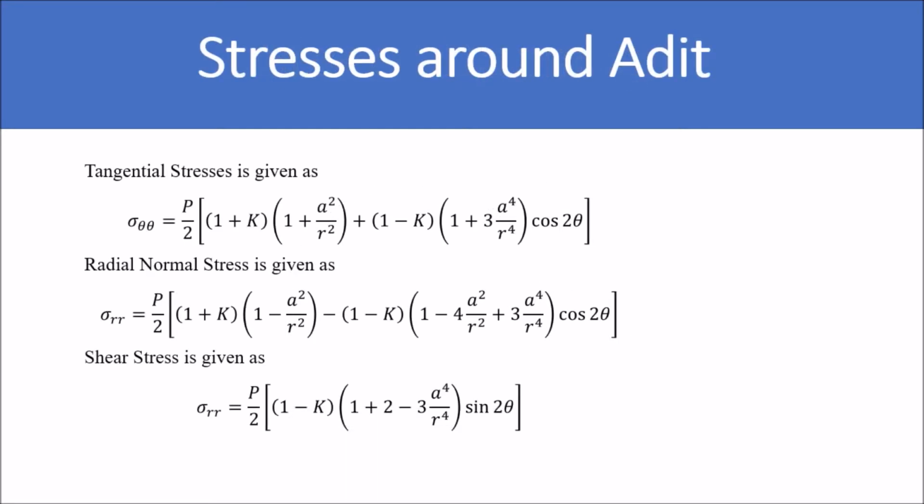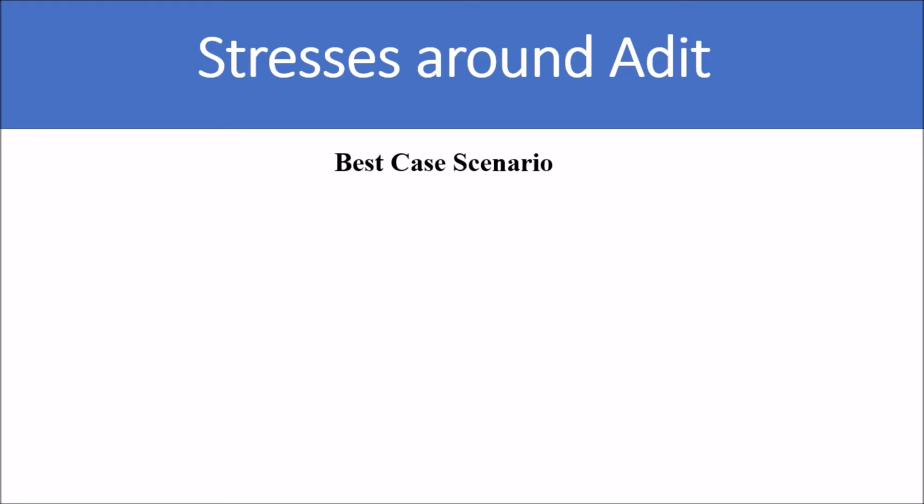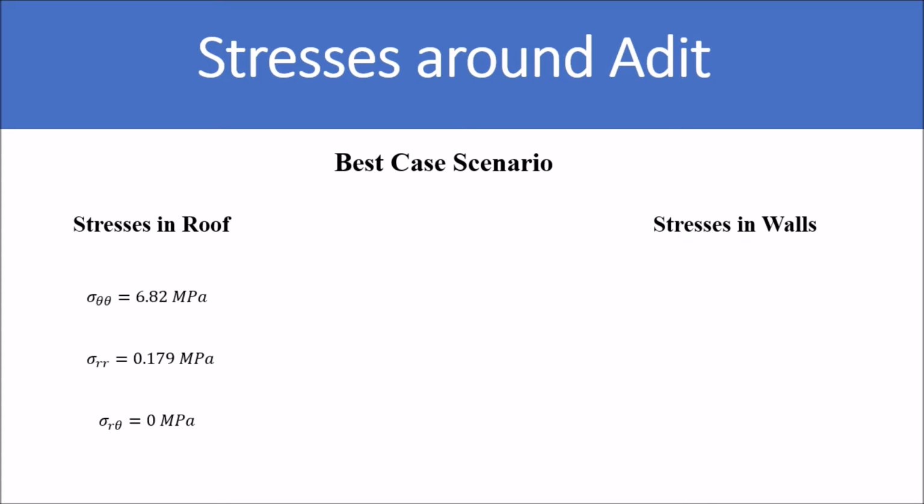Stresses around adit. Stresses around the adit were calculated using Kirsch equations. Tangential, radial, normal and shear stress on the roof and wall were calculated using these formulas. For the best case scenario, stresses in roof: tangential stress is 6.82 megapascal, radial stress is 0.179 megapascal and shear stress is 0 megapascal. Stresses in wall: tangential stress is 7.54 megapascal, radial stress is 0.179 megapascal and shear stress is 0 megapascal.